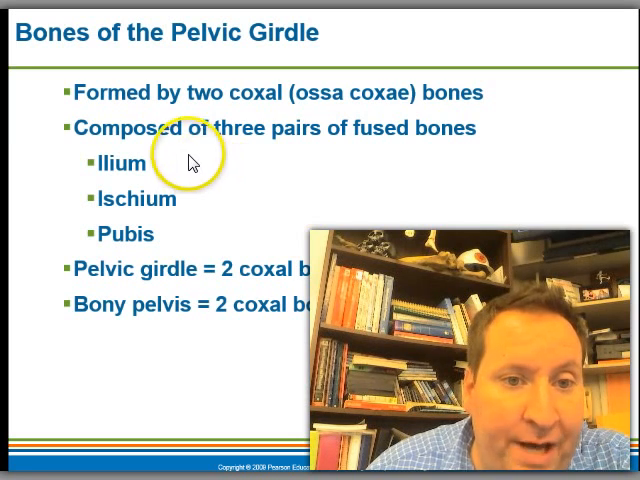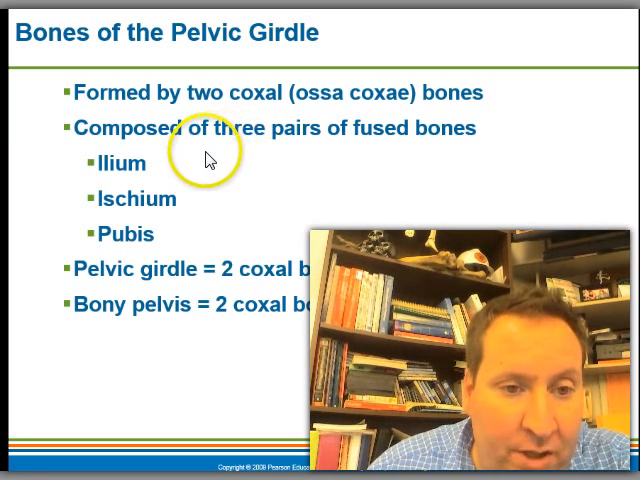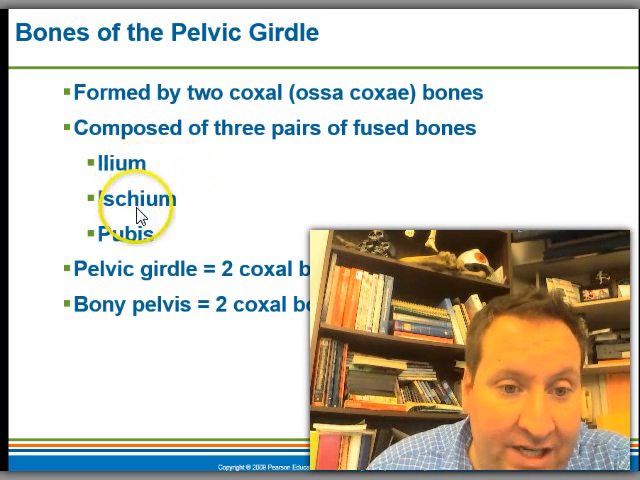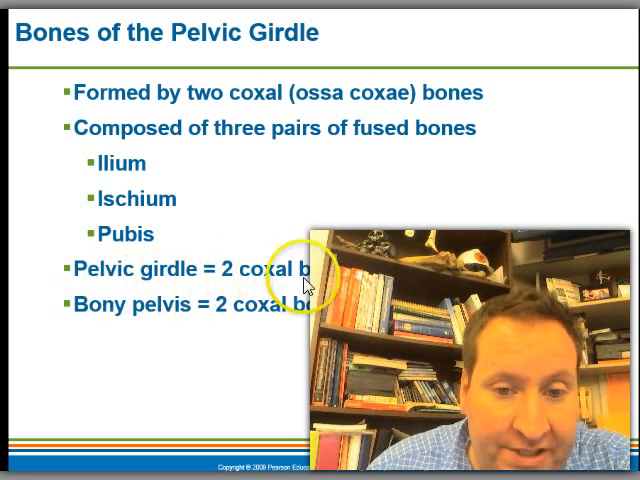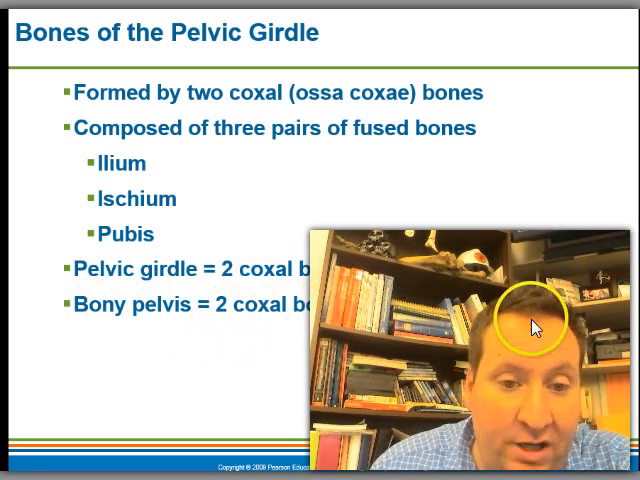We take a look at the pelvic girdle. We're looking at the coxal bone itself. The coxal bone is composed of the fusion of 3 different bones: the ilium, the ischium, and the pubis. We take a look at the pelvic girdle. There's 2 coxal bones in the sacrum. The bony pelvis is 2 coxal bones, the sacrum and the coccyx.